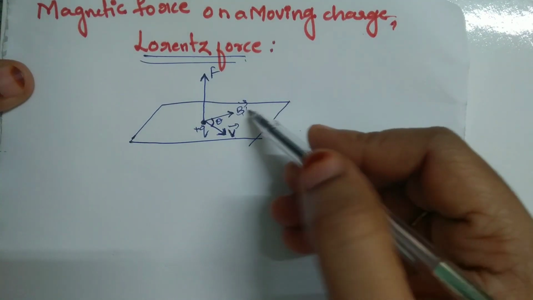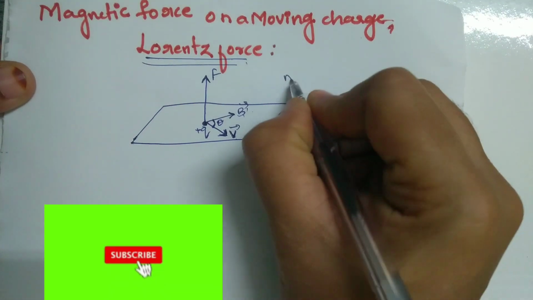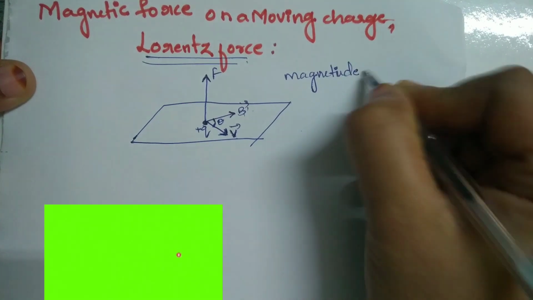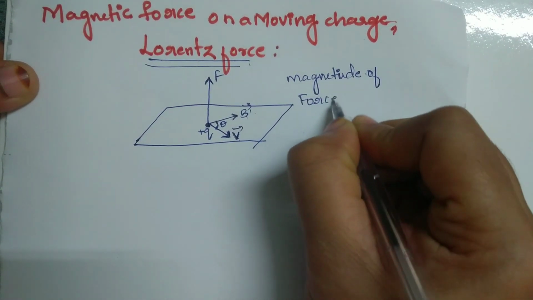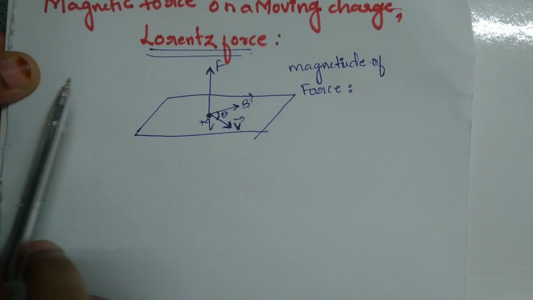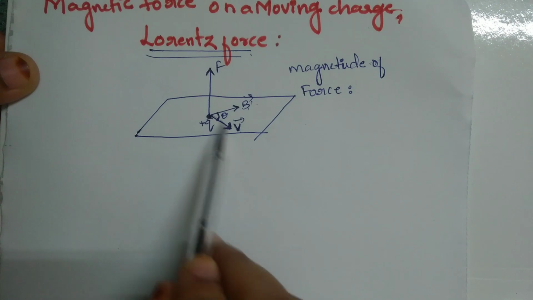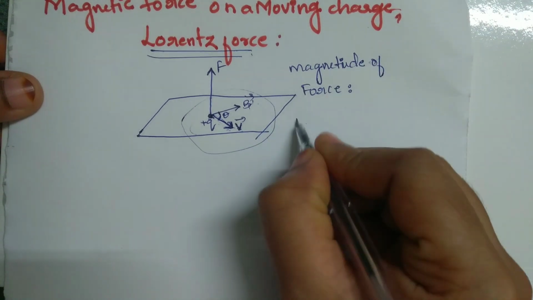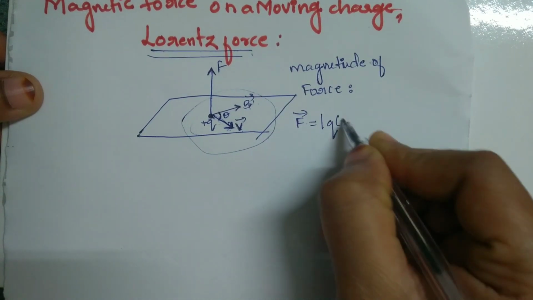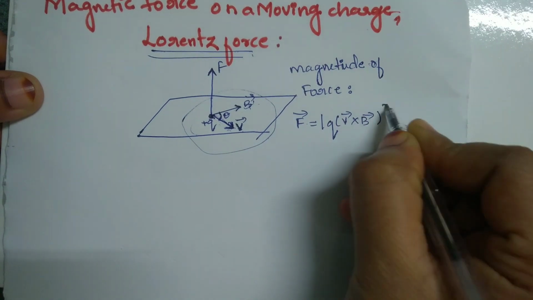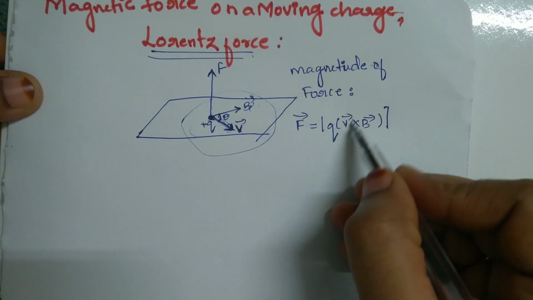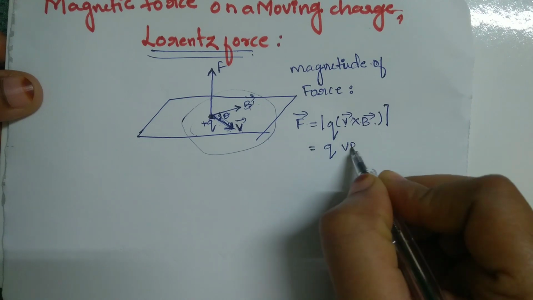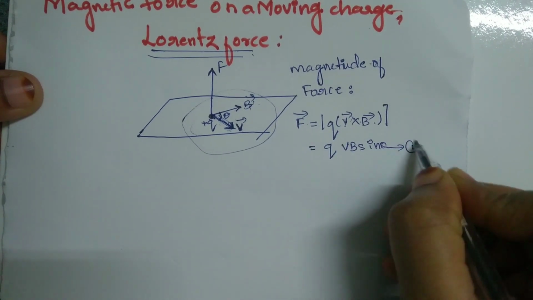Now if you want to find the magnitude of the force, the magnitude of the force on the charge q which is moving with a velocity v in the magnetic field B is given by F equals q v cross B. Since they are perpendicular to each other, we write it as v cross B. If it is a cross product, we know that we can write it as vB sine theta. Let us consider this as equation 1.